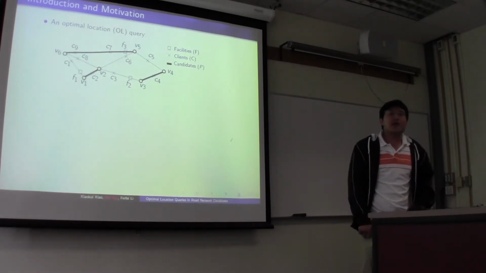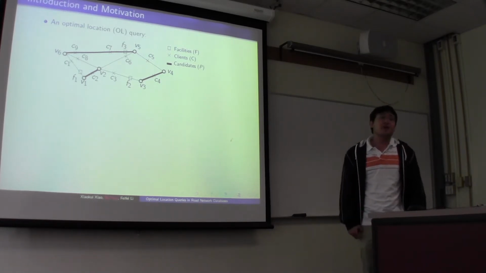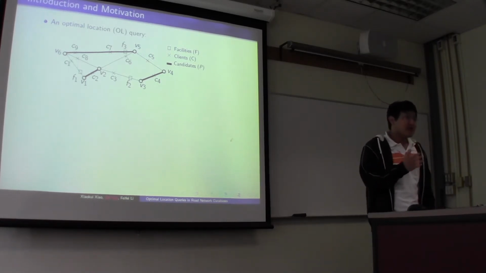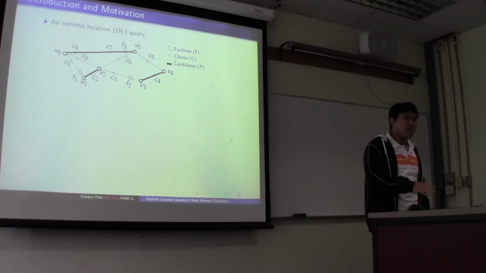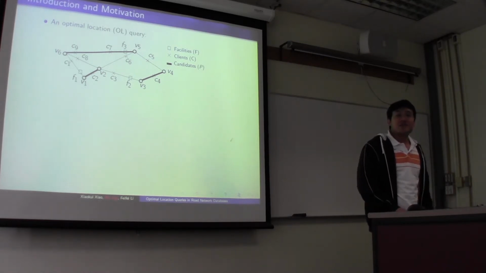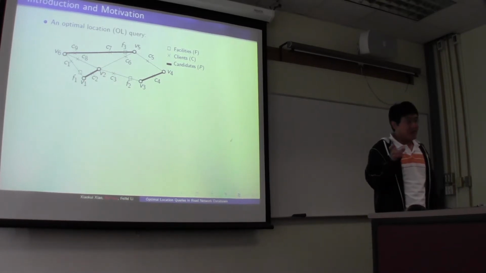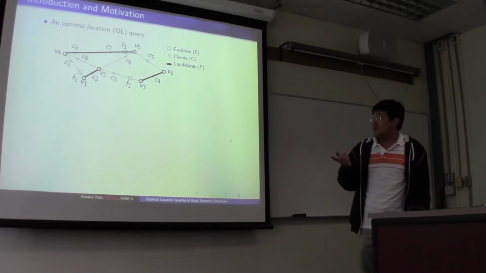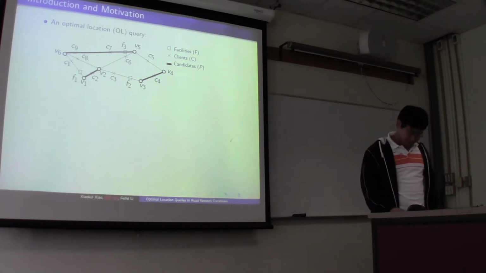In our paper, we consider this query on the road network. In this scenario, both the facility and the client reside on the edge of the road network. And the candidate set, instead of points, can be a set of edges, which are highlighted here. The distance between any two points is defined as the length of the shortest path between those two points.